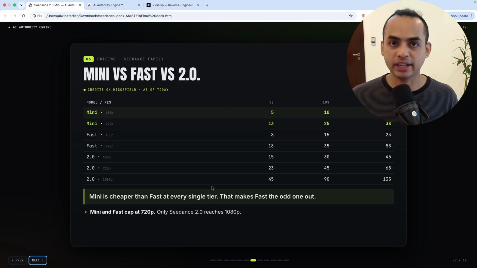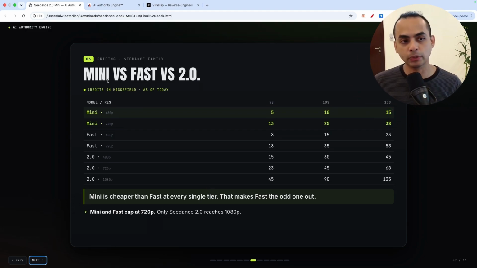Now let's look at the pricing, guys, because this is where it makes the biggest difference. We're going to look at Seedance 2.0 Mini versus Fast versus 2.0. And right out of the gate, guys, you can already see why there's going to be much more buzz around Mini, because Seedance is by far one of the best and ultimate video models out there, okay? And the fact that it is almost 3 to 4 times cheaper than 2.0 is quite a good win for us.